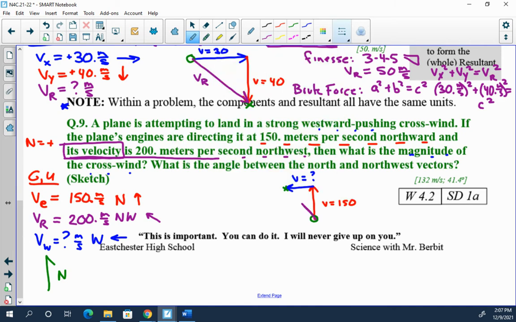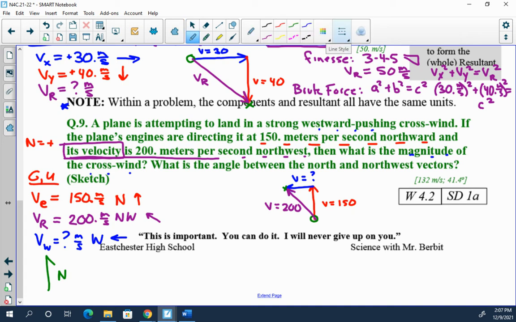Directly from the start to the finish, and that velocity resultant should be northwest. It is, and it's worth 200. Great. Can we find that westward component? Well, actually, it's quite easy. It is again Pythagorean theorem.